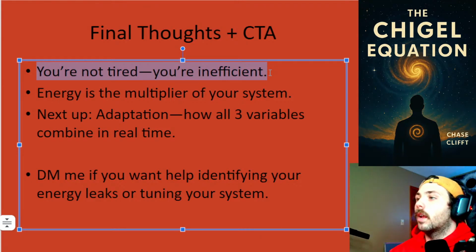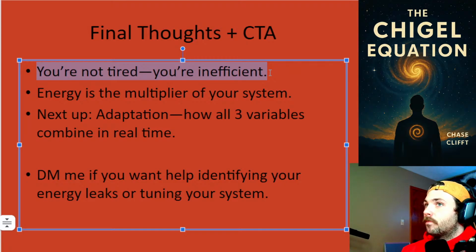This is the key point. You're not tired, you're just being inefficient. You're not doing these efficiently. So how can we tweak things? How can we manage things so that you feel like you have more energy?